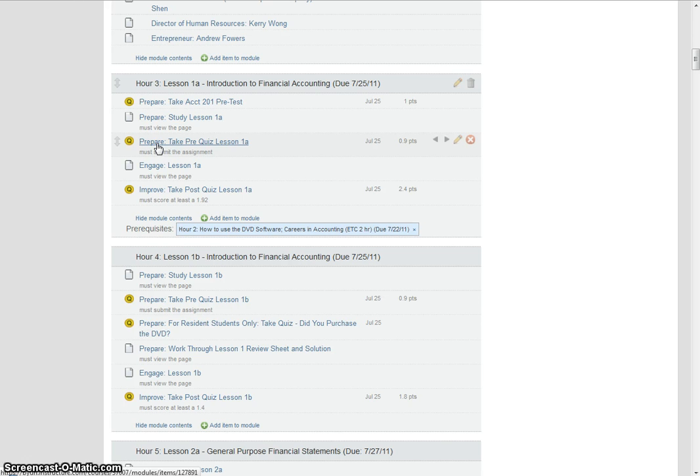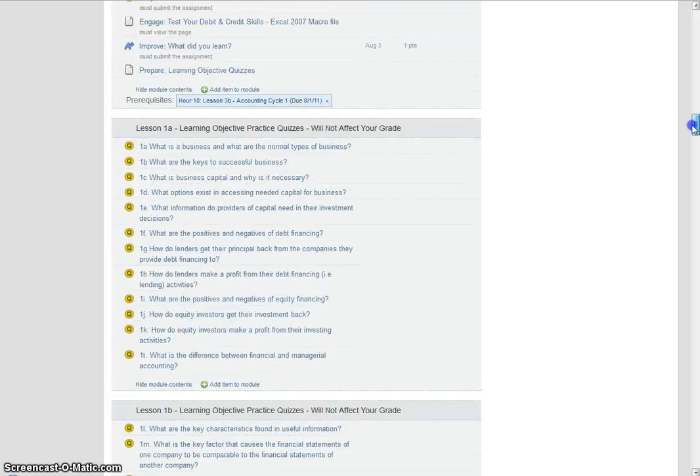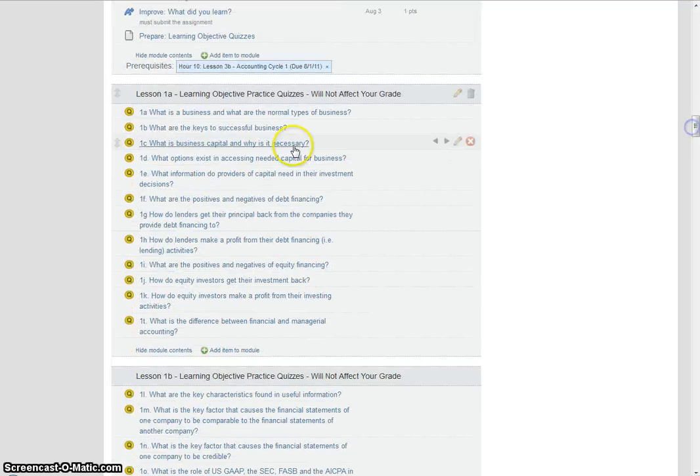So after I made that point, I hope students understood that and appreciate it, and that will encourage them to prepare before class. Then what I did is I had them scroll down past hour 11, so they came to these learning objective practice quizzes. As you can see, I have a quiz for each learning objective for Lesson 1A, as well as Lesson 1B and for the whole course.